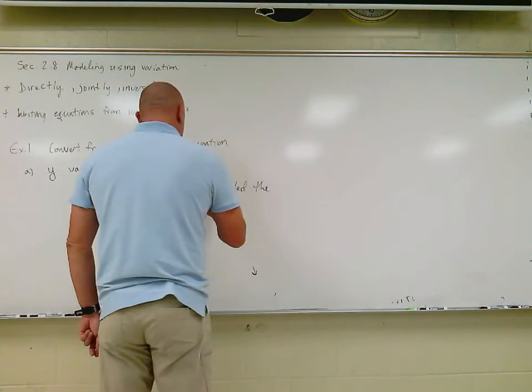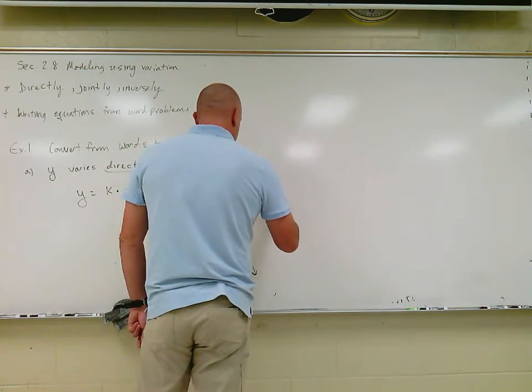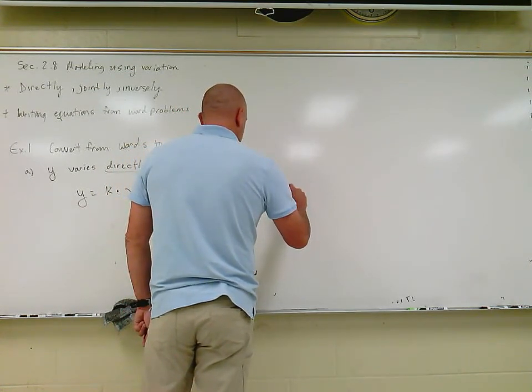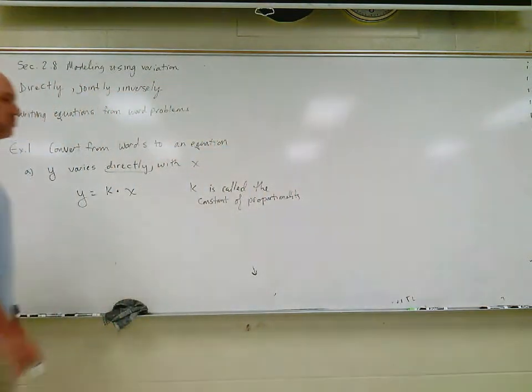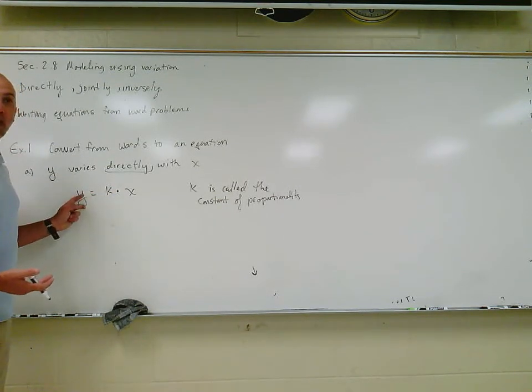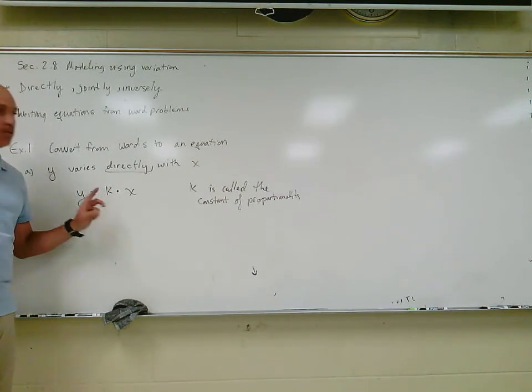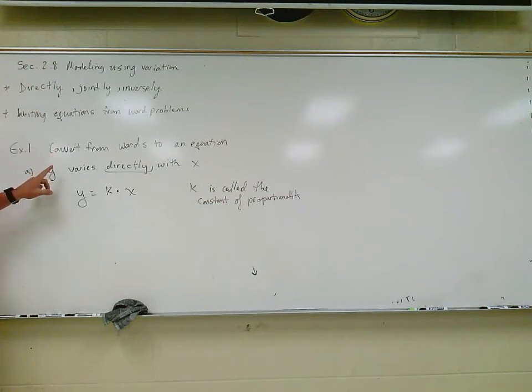A typical problem just depends on the problem. I'm going to give you a problem in a second where, as x is increasing, so is y, but at what rate are they related? That's where this multiplier comes into play. But the key is that when we see y varies directly with x, we're giving you the left-hand side variable, the right-hand side variable, and how they're connected.